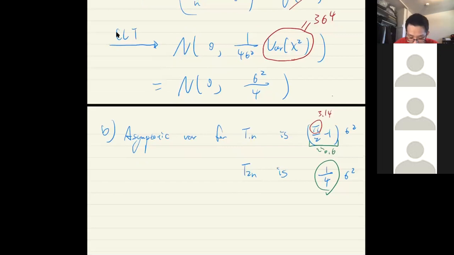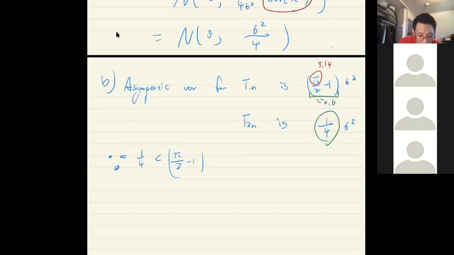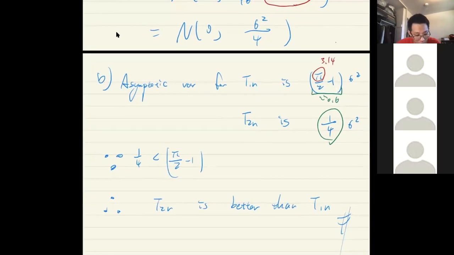So 1/4 squared is smaller than the other, so T2n is better than T1n. And this is for B.